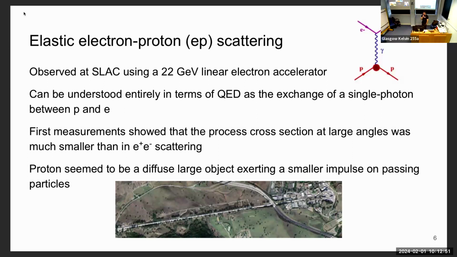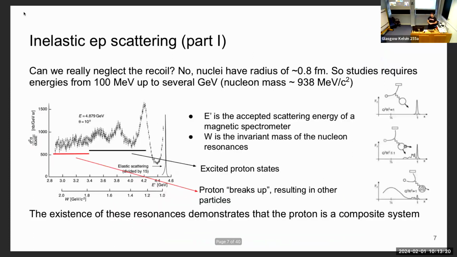And these measurements show that the cross section at large angles was much smaller than the one you get when using electron-positron scattering. So at the time, it seemed like something that was not elementary. So people started thinking there was something else. There's something we're not considering here, though. Can we really neglect the recoil?